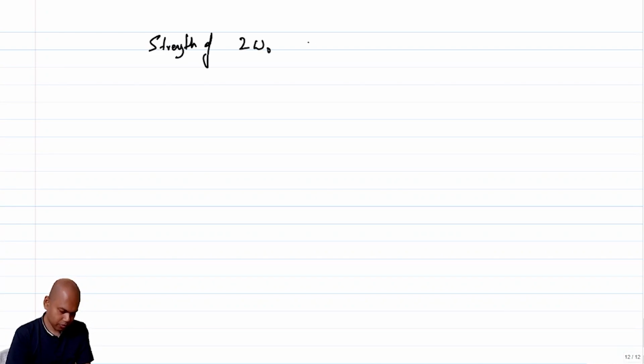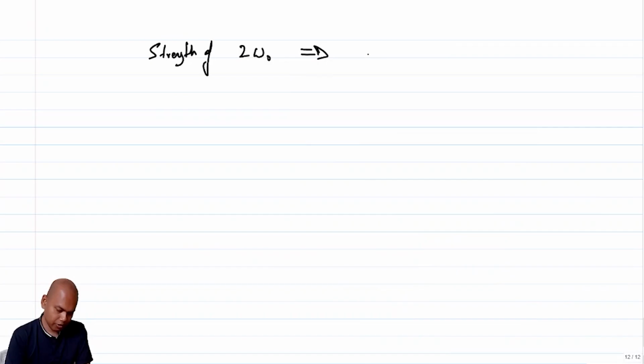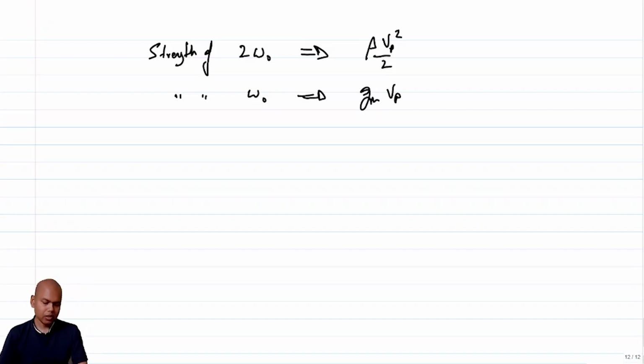So in the example that we just did, what is the strength of 2 omega naught? That is beta Vp squared over 2. And what is the strength of omega naught, which is desirable? That is Gm Vp. So what we ultimately want is to ensure that the strength of 2 omega naught becomes much smaller than the strength of omega naught.